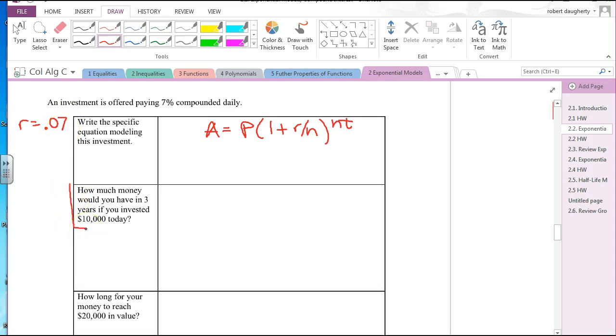How much money would I have in 3 years? What does a 3 represent? Which variable? Yeah, so t is equal to 3. What does the 10,000 represent? Yeah, the initial principal is 10,000. How often am I compounding this? Daily. How many times a year does that happen? 365. That means I'm going to compound it 365 times in a year.